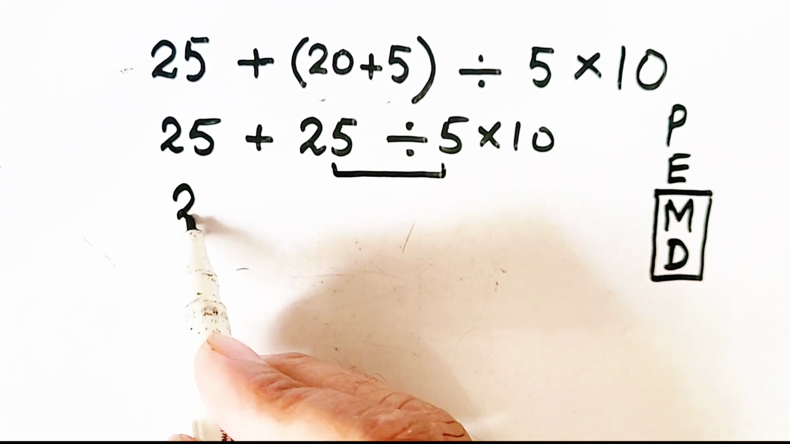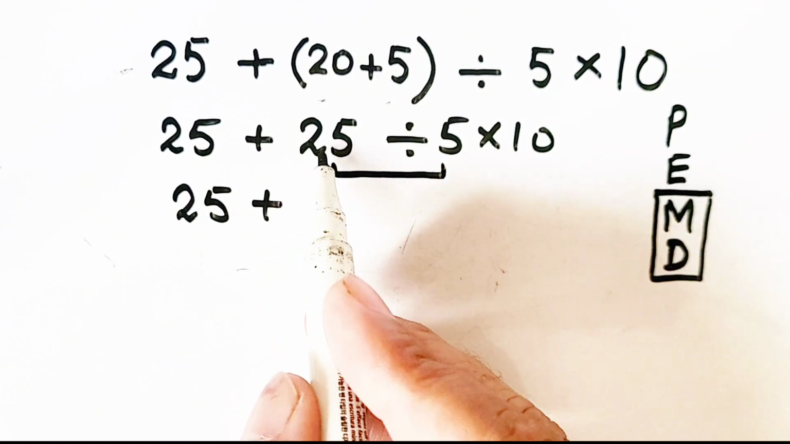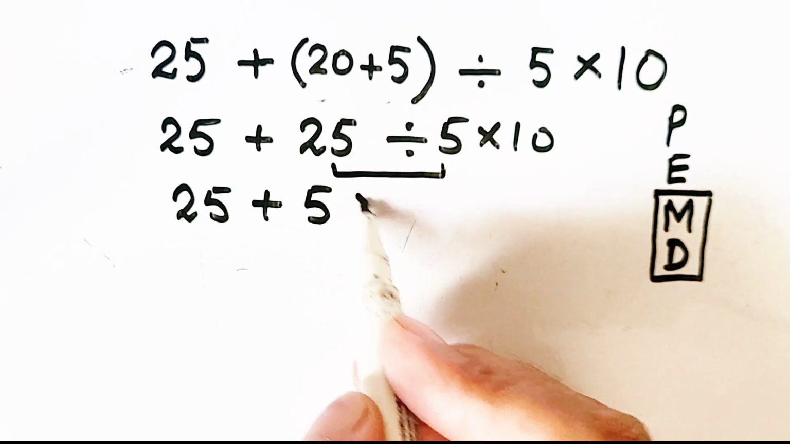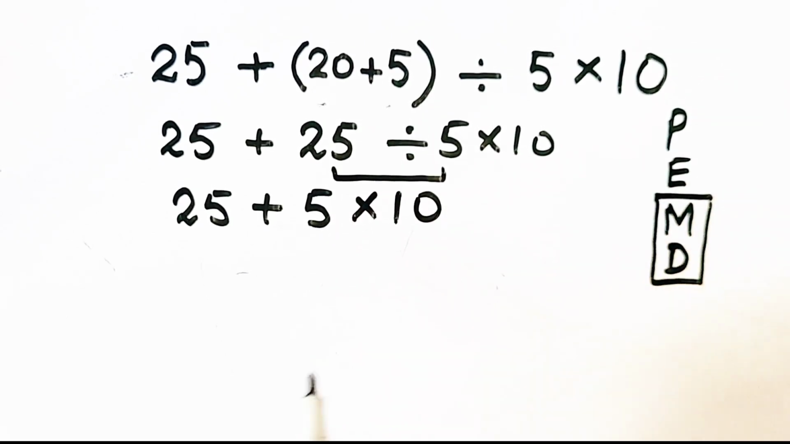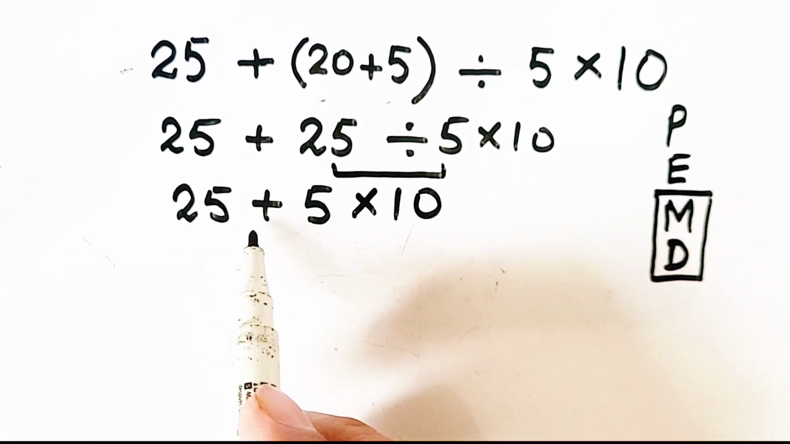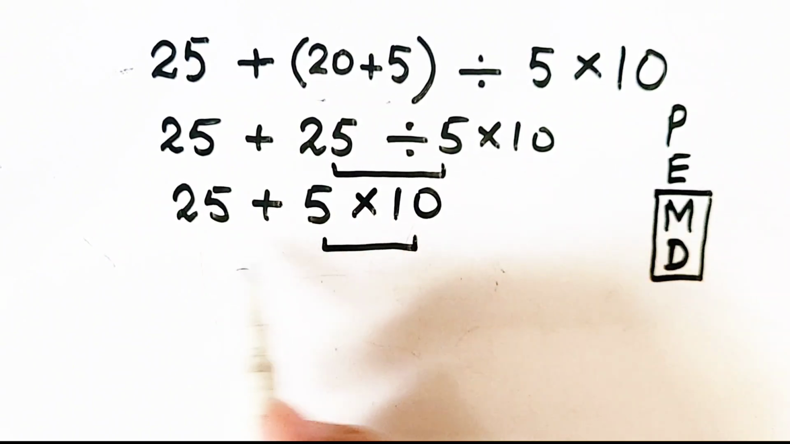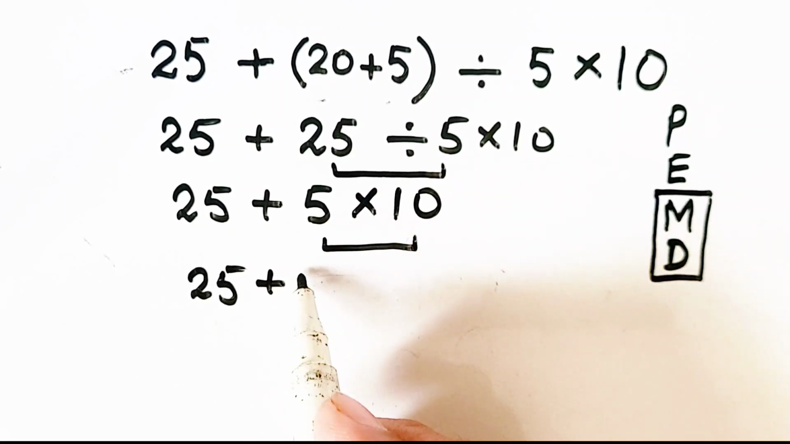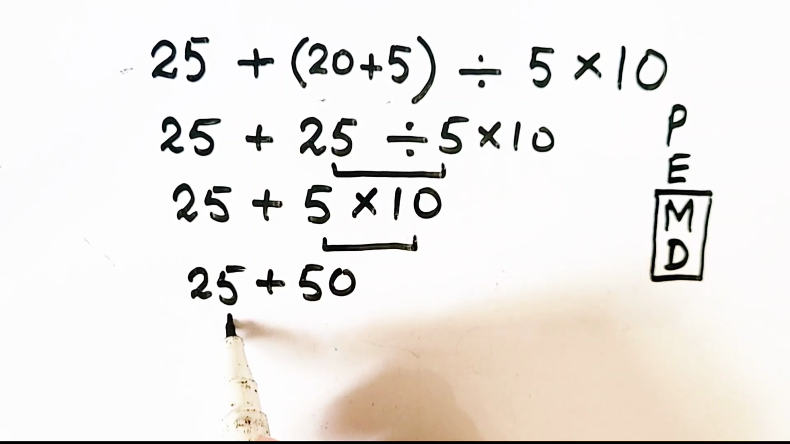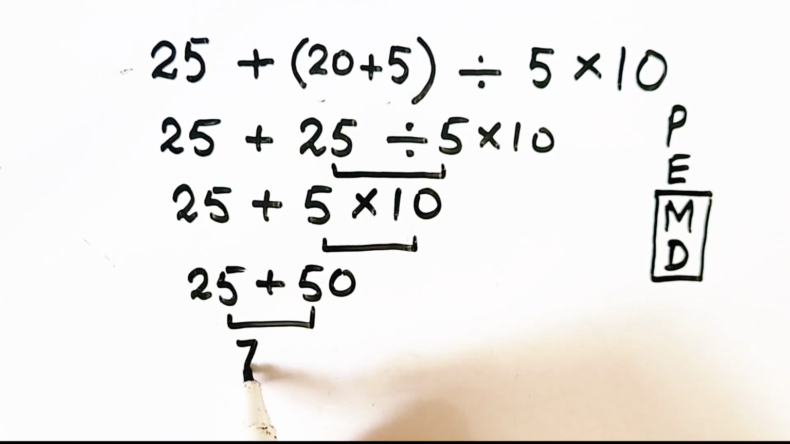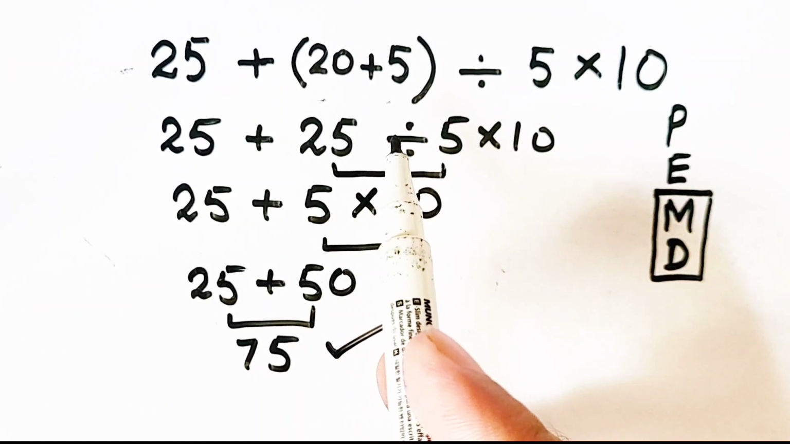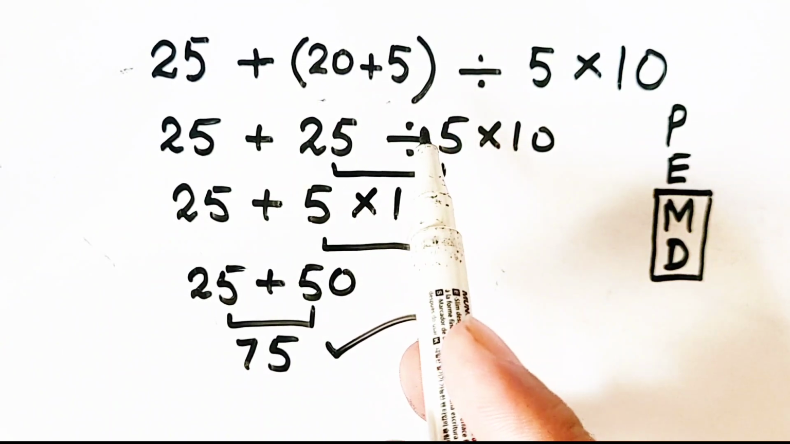So 25 as it is plus 25 divided by 5 gives us 5 times 10. Now again I am repeating, don't add first because multiplication has higher priority over addition. So 25 as it is, and 5 times 10 gives us 50, which will be further solved to get 75 as the correct answer for this simple oral math problem. Thank you.